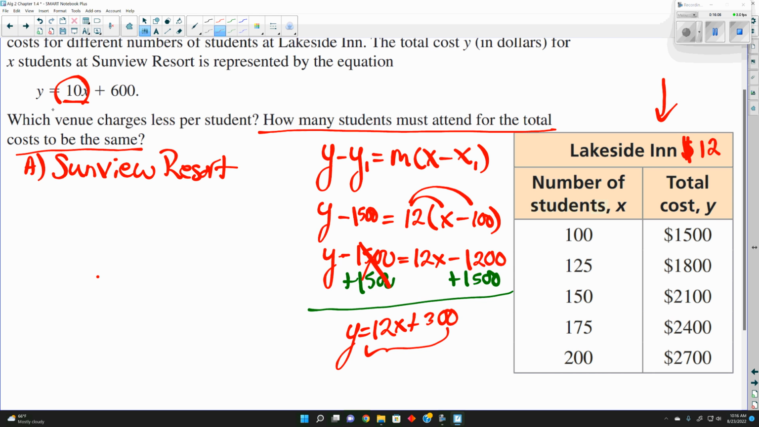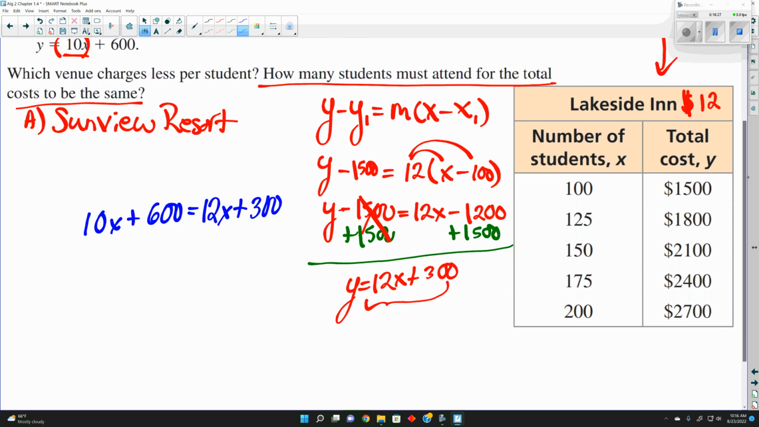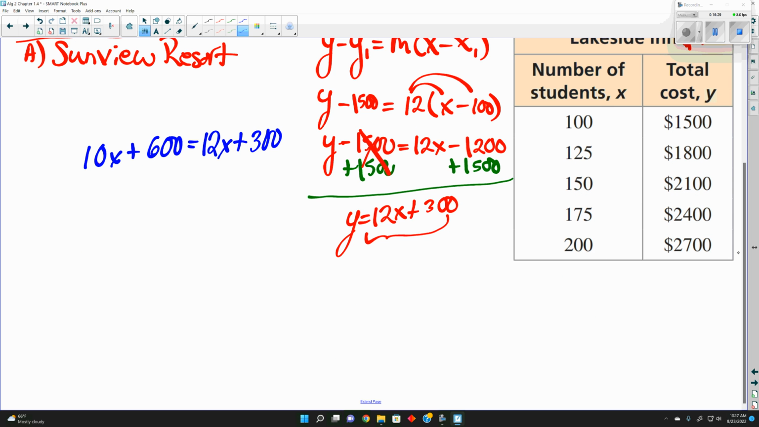10x plus 600, because we're looking for where the y's are the same. If they're the same, it means the other two must be equal as well. So we're looking to see where 10x plus 600 is going to equal 12x plus 300. We want to see where these are the same. So we just need to solve for x. We set them equal to each other to solve for the value of x.